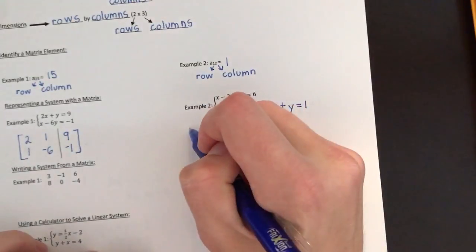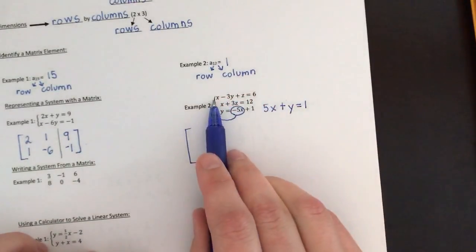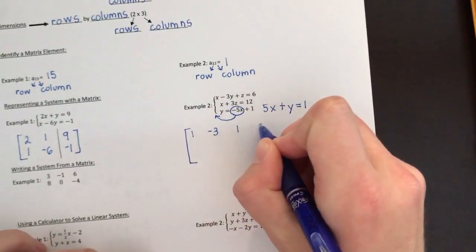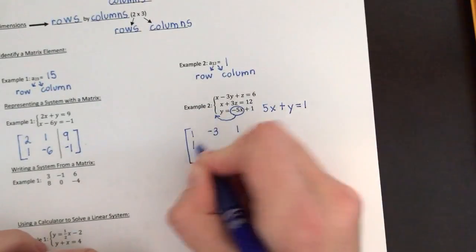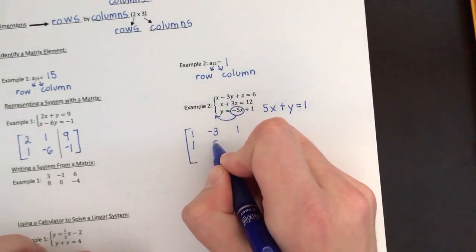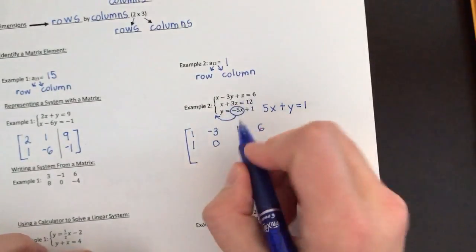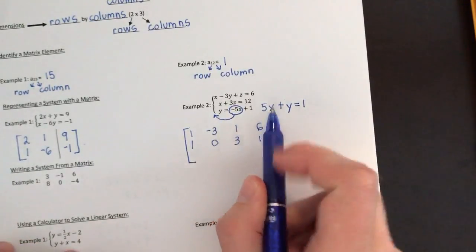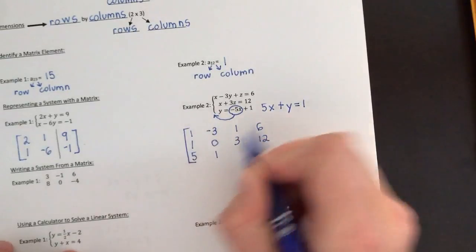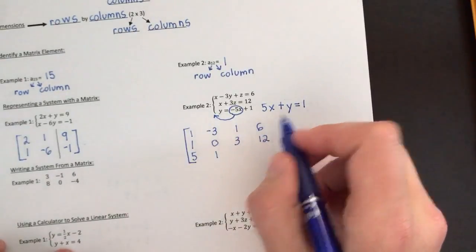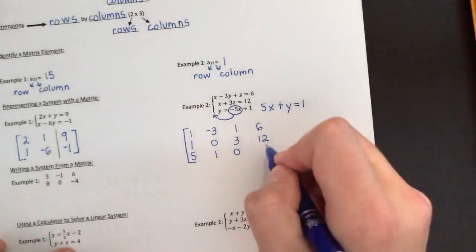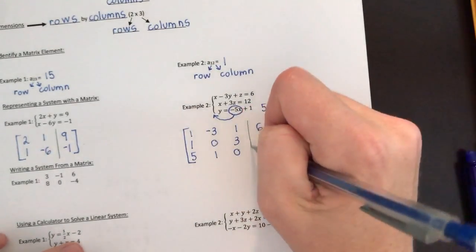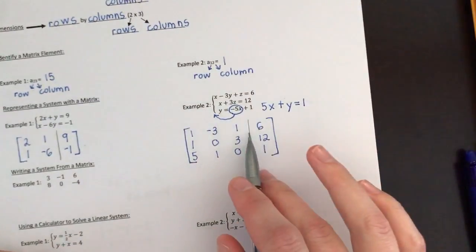Now let me show you what this matrix will look like. I'm going to have 1, negative 3, 1, 6. Then x is 1. Remember, there was no y, so I put a placeholder of 0. And then 3, and then 12. And then here, I need to come back to this one. It'd be 5. Y is 1. Z is nothing, so 0. And then 1. Then close it off, and again, be aware you may see this vertical line here that represents where the equals sign goes.